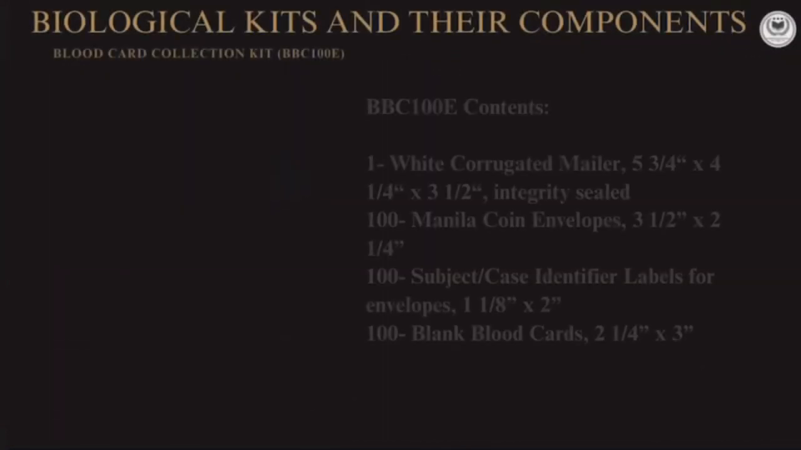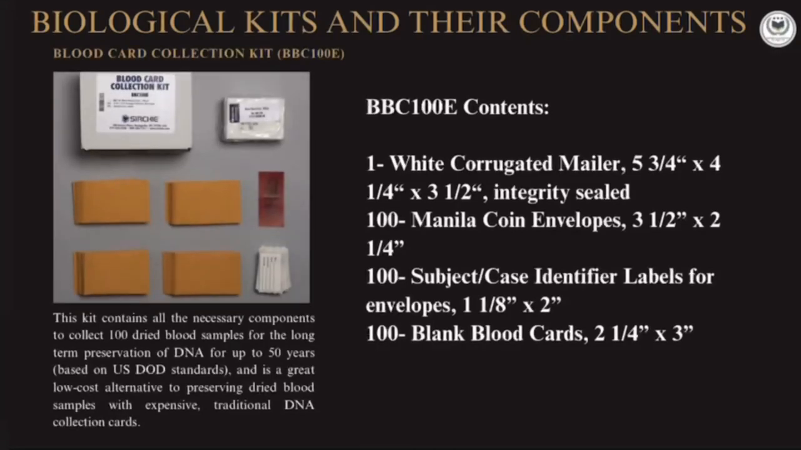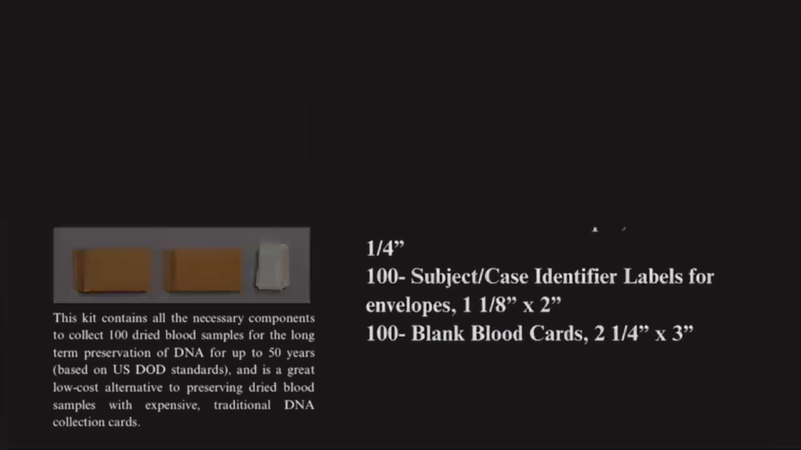Blood card collection kit, which is used to collect and store blood samples in a dried form for later analysis. It's commonly used in forensic science, medical diagnostics, genetic studies, and newborn screening. Here are the contents of the blood card collection kit: white corrugated mailer, manila coin envelopes, subject case identifier labels for envelopes, blank blood cards.